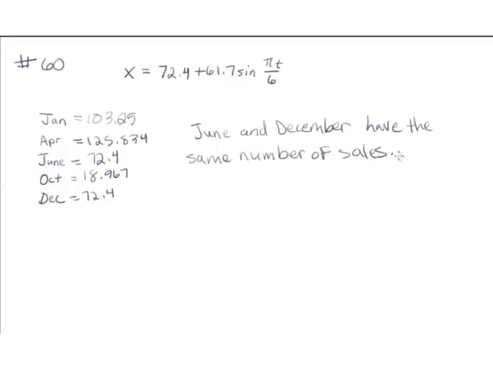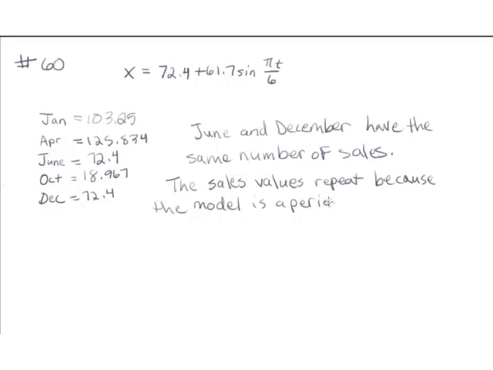We could answer this mathematically, like what about this particular function we have makes it to where the number repeats. And so the answer to that would be the sales values repeat because the model is a periodic function or something like that. Okay, that's mathematically why we could say they are the same.